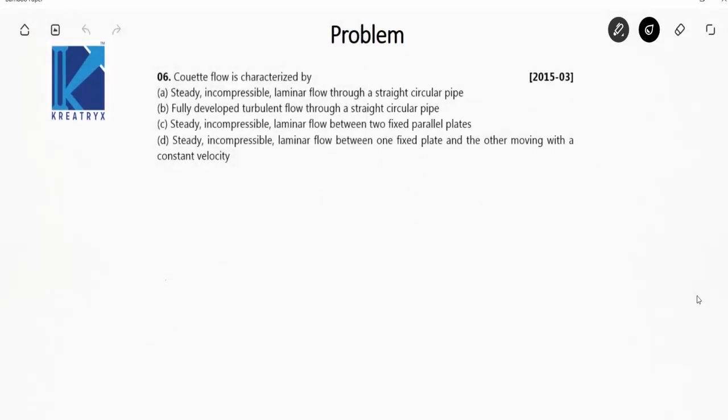Couette flow is characterized by, okay, Couette flow, a steady incompressible laminar flow that takes place between one fixed plate and a moving plate with a constant velocity. So whatever be the options, we can match the answer. I guess this is option D. So Couette flow is characterized by steady incompressible laminar flow between one fixed plate and the other moving plate with a constant velocity. Okay, thank you.